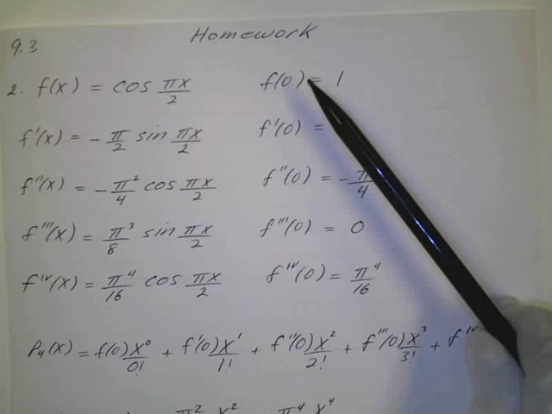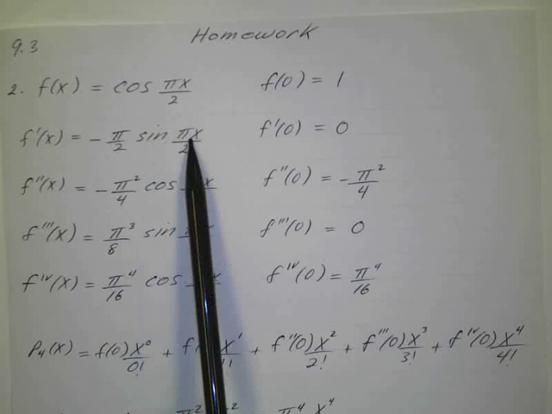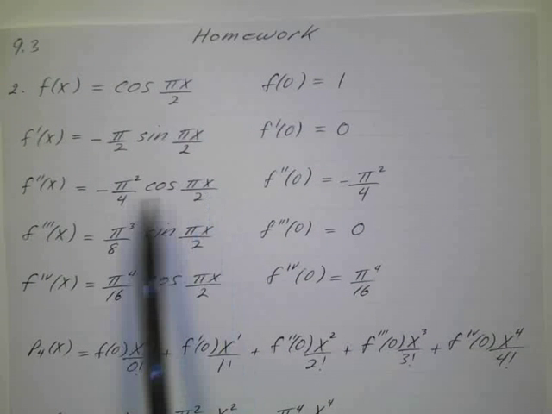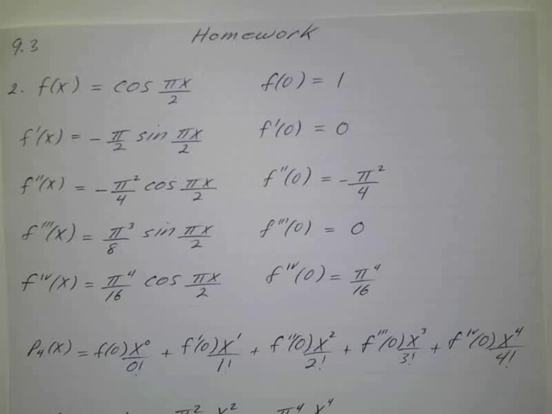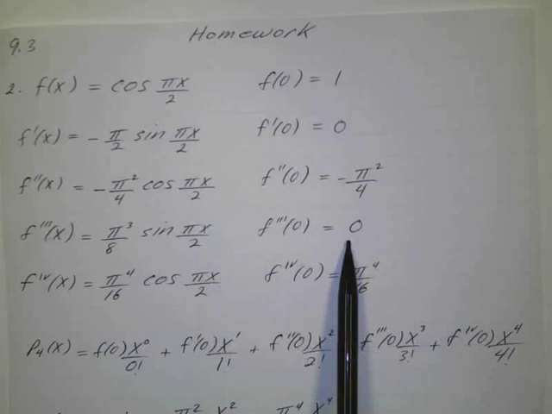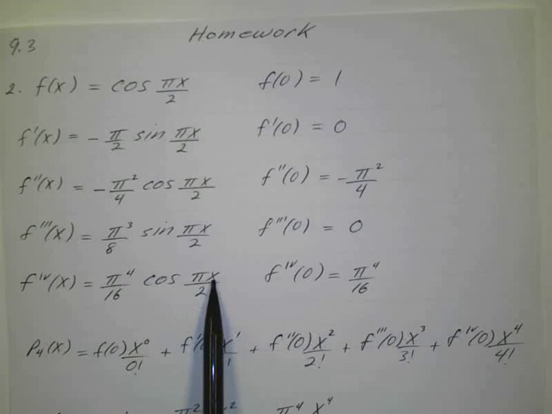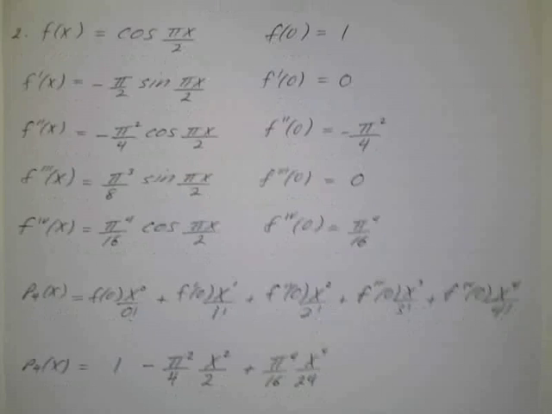And then we just evaluate those at 0. Cosine of 0 is 1, so this is just 1. Sine of 0 is 0, so that goes away. Cosine of 0 again is 1, but I've got negative pi squared over 4 times 1. Sine of 0 is 0, so that's going to go away. And then the cosine of 0 is 1, and this is going to be positive.